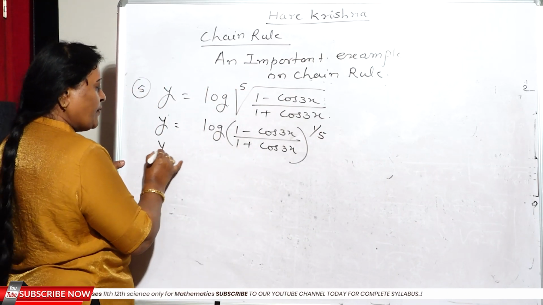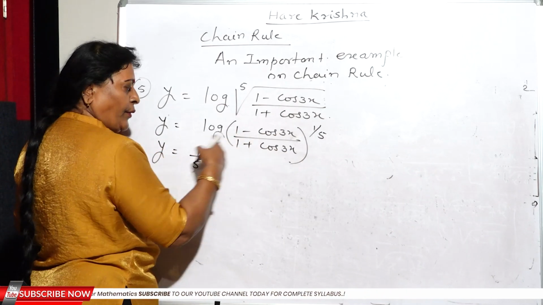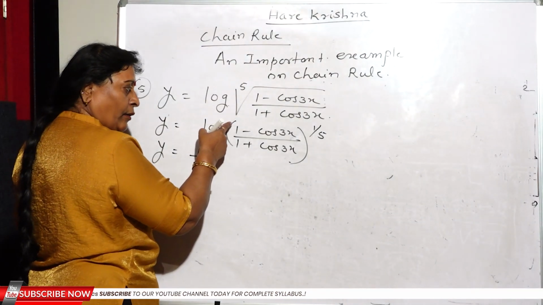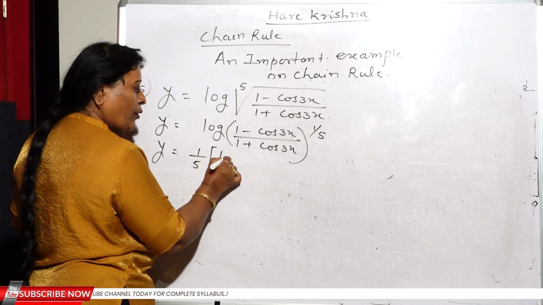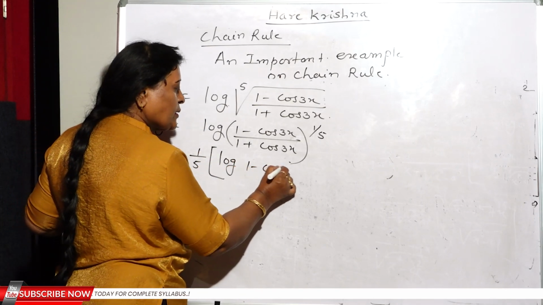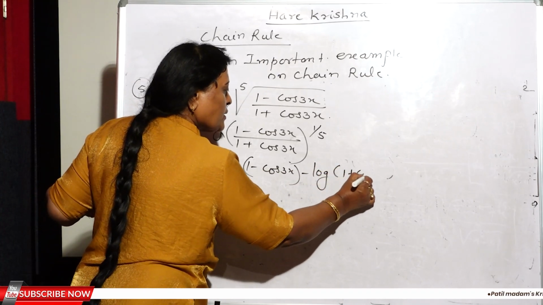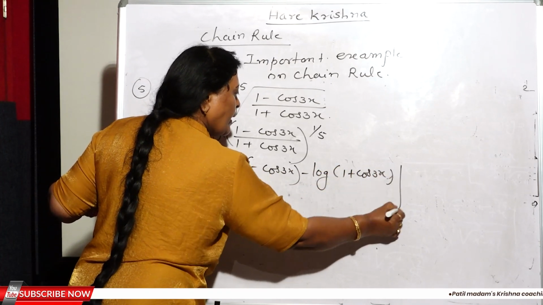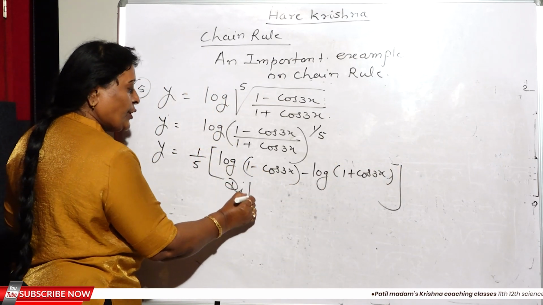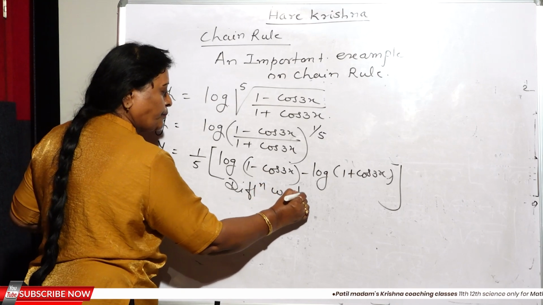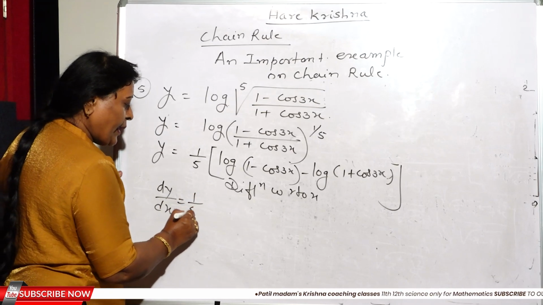Right? Again y is equal to this, 1 by 5 remains as it is here. 1 by 5 here you can multiply, and again log of a by b means log of a minus log of b. Therefore log of 1 minus cos 3x minus log of 1 plus cos 3x. Right? Now see, now you can differentiate. Say differentiate with respect to x. dy by dx. This 1 by 5 remains as it is.